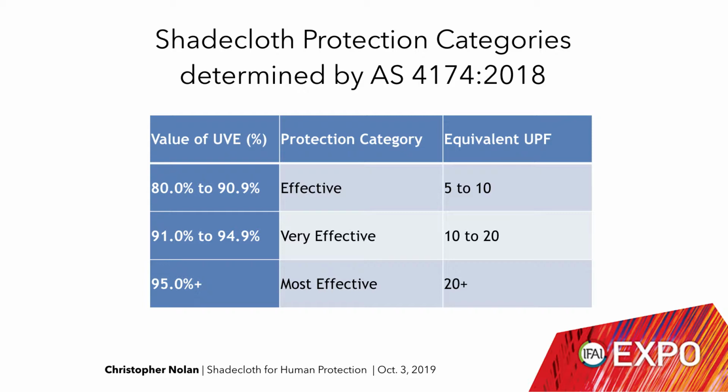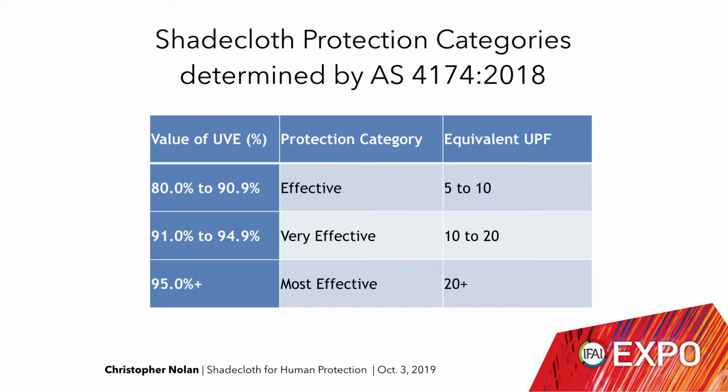Now, if you convert that to ultraviolet protection factor, which we all understand, you can see that effective is a UPF of between 5 and 10. A very effective is between 10 and 20. And most effective is 20 plus. Now, if you're used to sunscreens which give you an SPF of 50 or 30 plus, you might think that those values are very low.